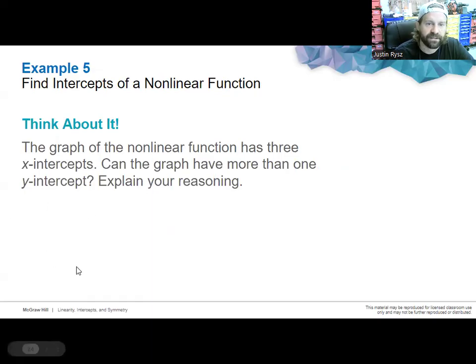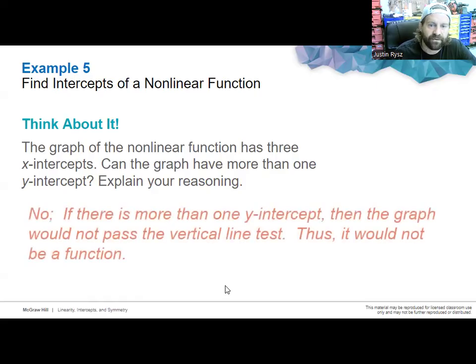Okay, next, let's think about this. Could we have a graph of a nonlinear function? The graph of a nonlinear function has three x-intercepts. Can the graph have more than one y-intercept? Let's try to explain the reasoning here. Okay, no. If there's more than one y-intercept, it would not pass the vertical line test.